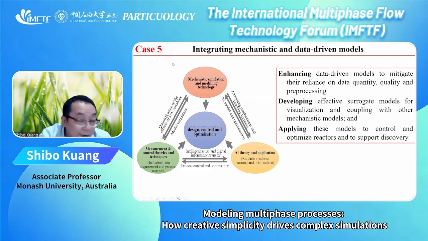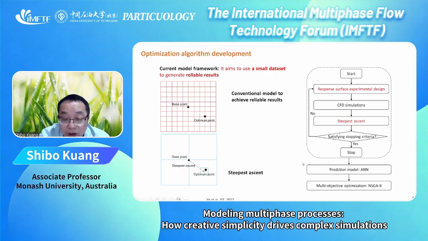So in the fifth case, we consider AI or data-driven models. So in data-driven models, we targeted models that can mitigate their reliance on data quality and quantity and processing. So that's some simple idea I wanted to demonstrate here.